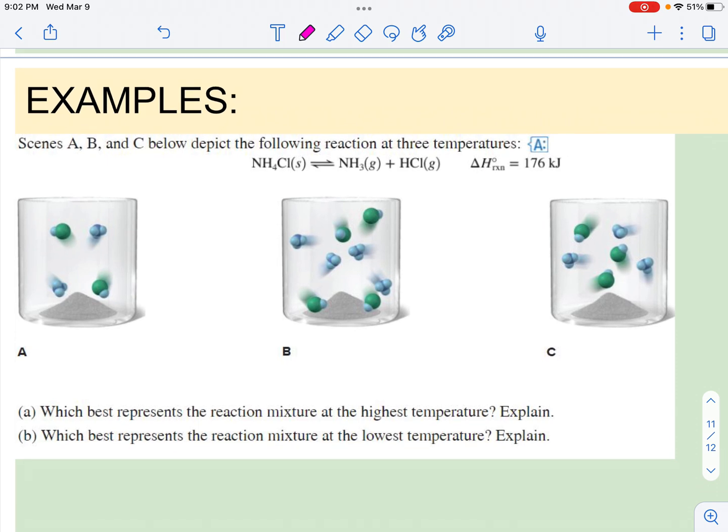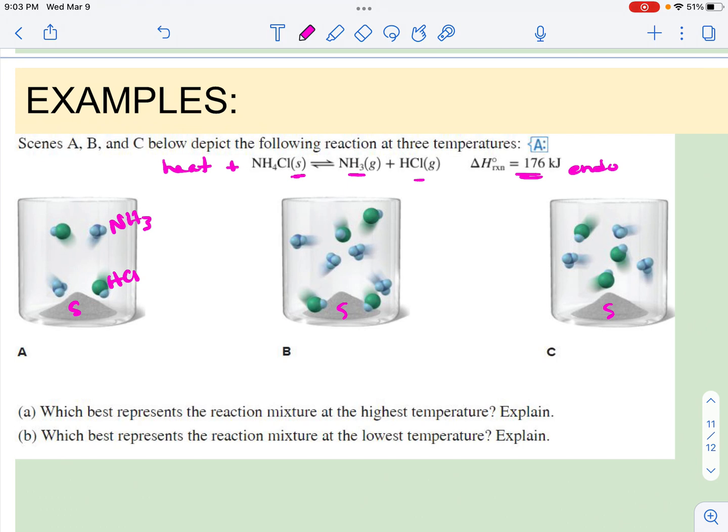So in this case, we have the reaction. Notice the NH4Cl is a solid. So this is your solid in the bottom of your beakers. And then we have forming at equilibrium with NH3 gas and HCl gas. So here's your HCl and here's your NH3. All right. Notice that this reaction is endothermic. So I'm going to come over here and write plus heat so that I can picture what's happening here.